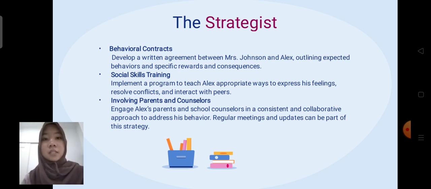Engage Alex's parents and school counselors in a consistent and collaborative approach to address his behavior. Regular meetings and updates can be part of this strategy. A support system involving home and school can provide a consistent message and reinforce positive behaviors. Counseling can also address any underlying issues contributing to Alex's aggression.